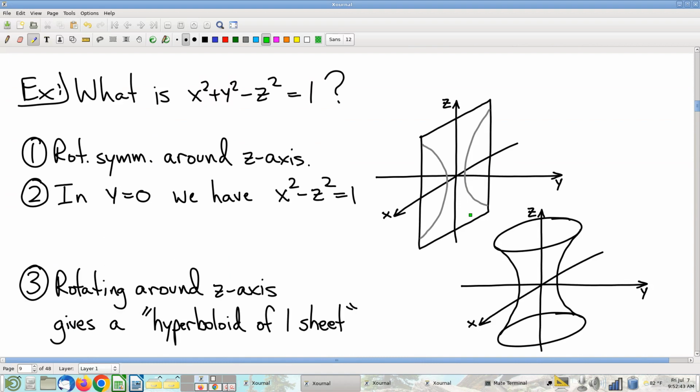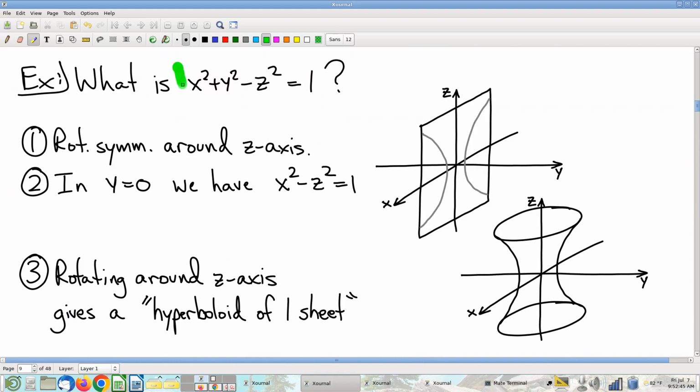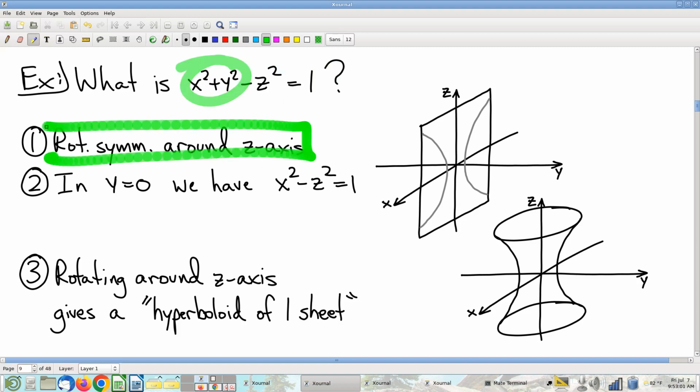Let's see another example. How would I understand this surface? Hard to tell at a glance, right? We don't really recognize this exactly, but notice x and y appear only in the special form, rotationally symmetric. We're going to be able to make a rotation argument. We're already encouraged. Everybody with me?